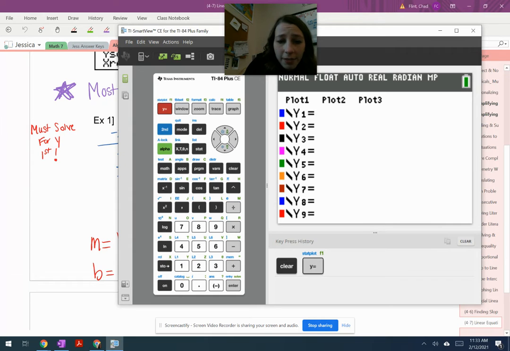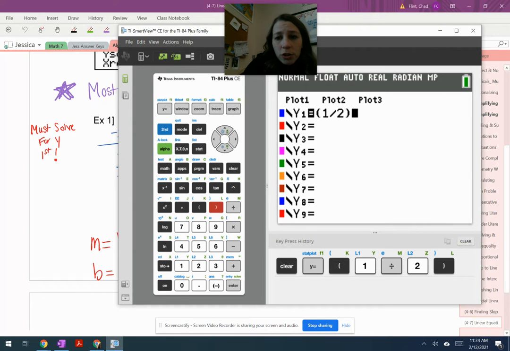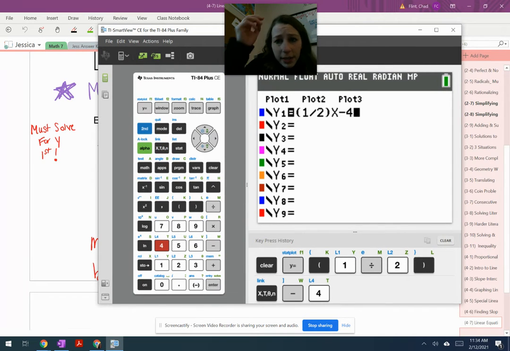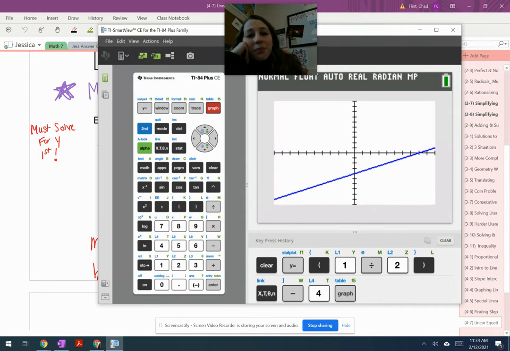So 1/2 x, remember that your fractions should be in parentheses. 1/2 x, and then your b value, minus 4. Plug that into y1, and then hit the graph button. Right there you can see it's graphing my line. It has a positive slope and a negative y-intercept, all things that match my equation. So you can use this tool to check yourself when you're graphing your own lines.